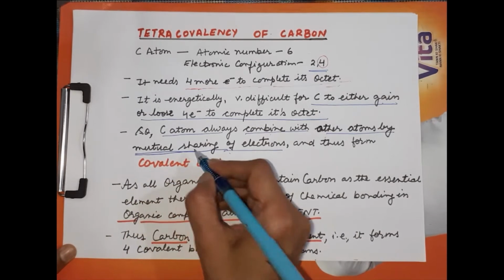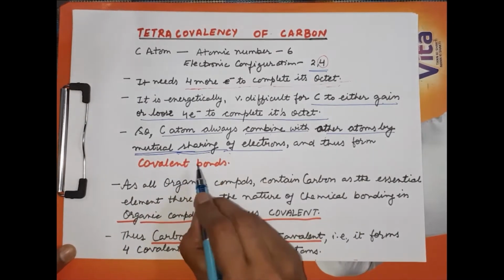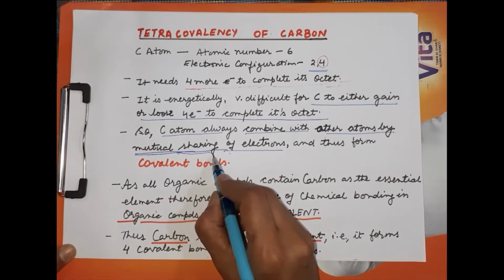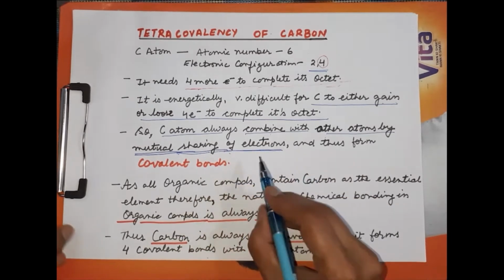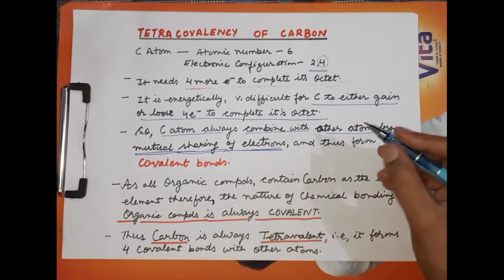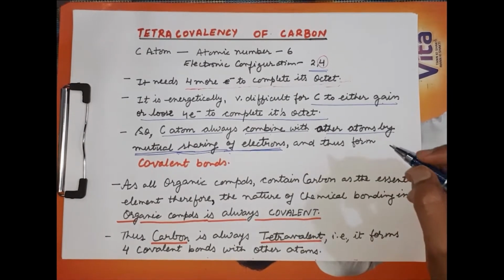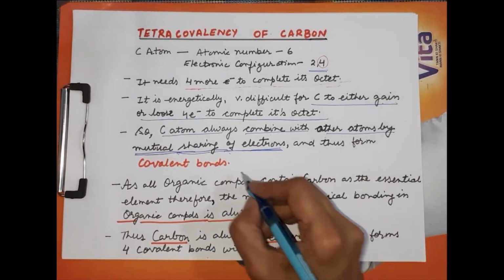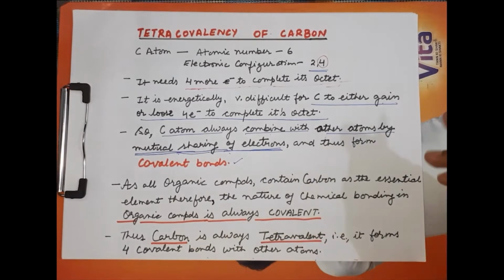So in case of carbon atom, it combines with the other atom by mutual sharing of electrons. And these types of bonds are called covalent bonds. So in case of carbon, it completes its octet by combining with the other atoms by mutual sharing of electrons, by forming the covalent bonds.